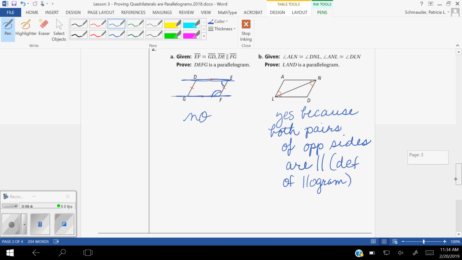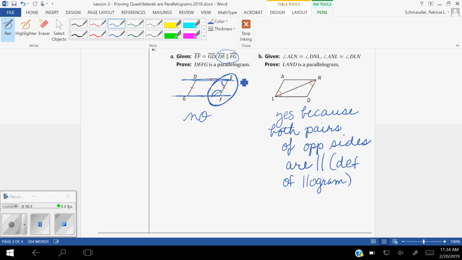Number 2, 2A, what do they give me? That EF is congruent to GD and DE is parallel to FG. So all this statement tells me is that these two angles are supplementary because they're consecutive interior angles. And unfortunately, that is not enough. I would have to know either also that angles F and G are supplementary, or that angle E is congruent to angle G, and there just is not enough information there for me to know that.